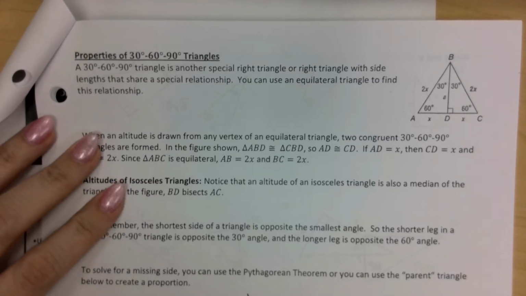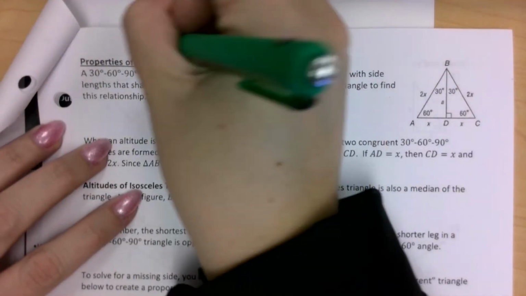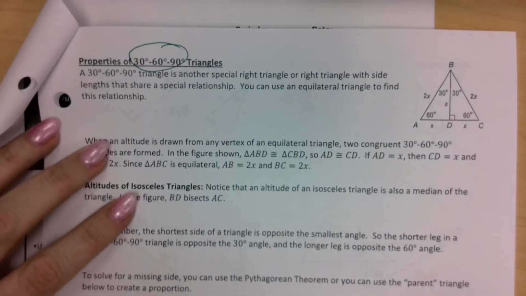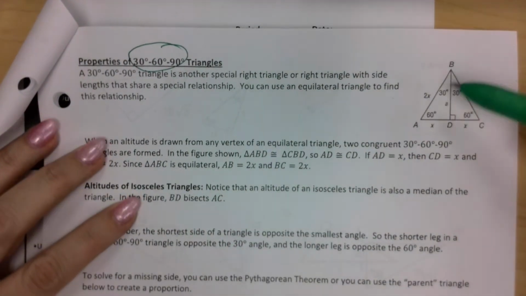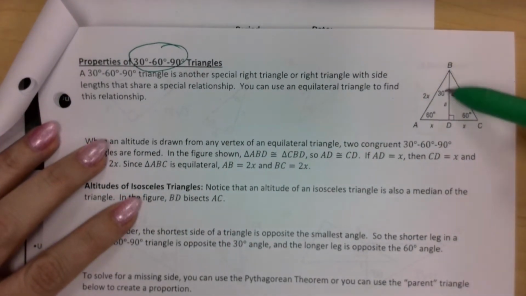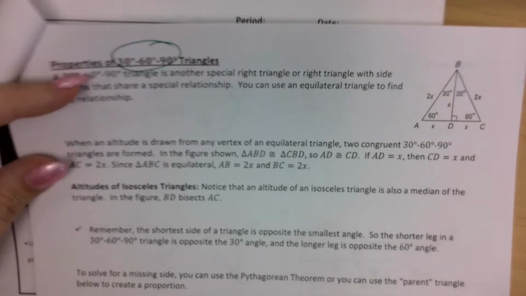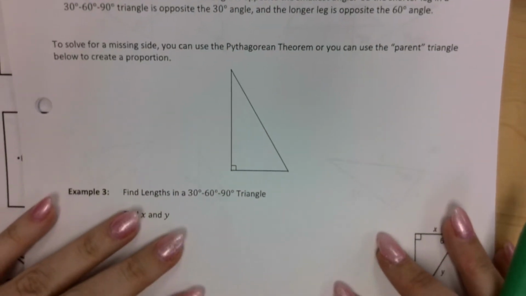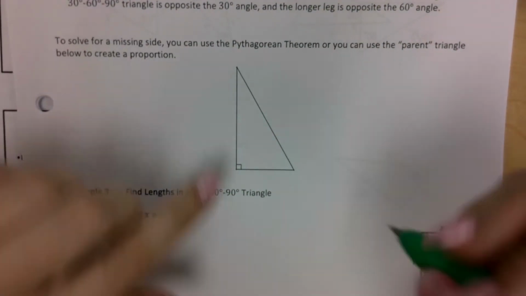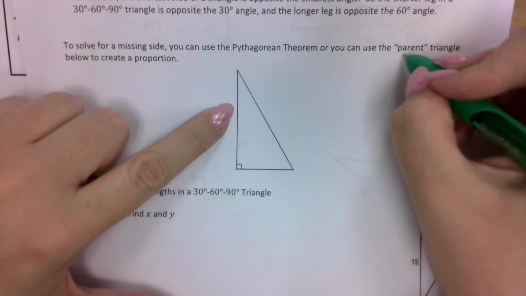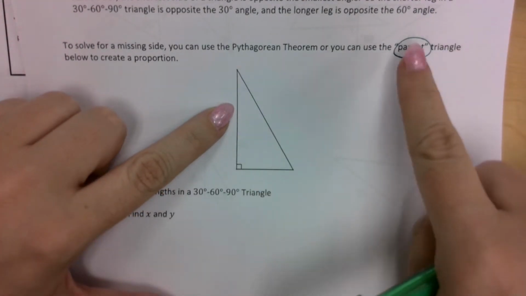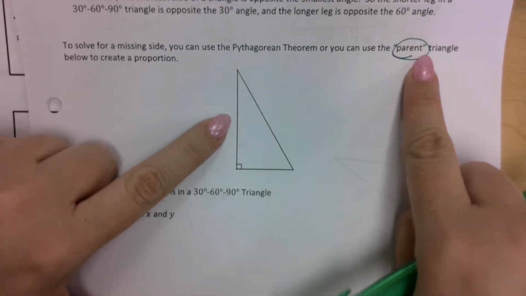All right, so the next special right triangle that we're going to talk about is called the 30, 60, 90 triangle. It's created when we take an equilateral triangle and we cut it in half, and it creates this 30, 60, and 90 degree triangle. So just like with our 45, 45 degree triangles, we have what's called our parent triangle, which you get to use on the test.